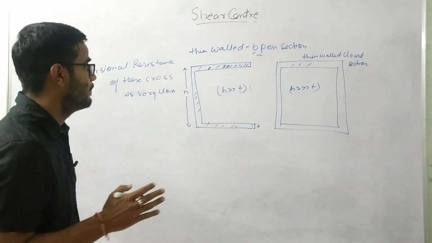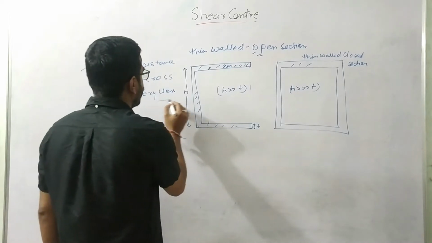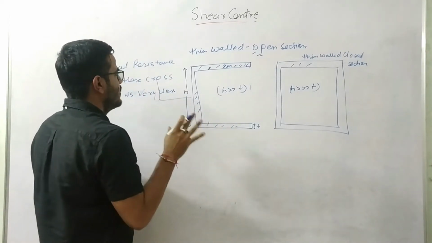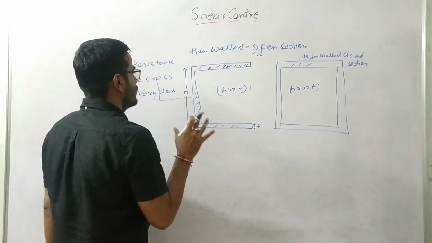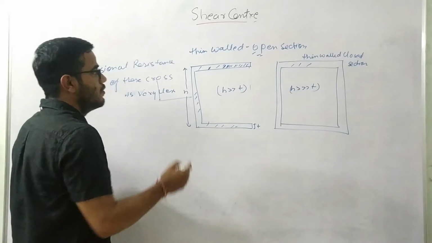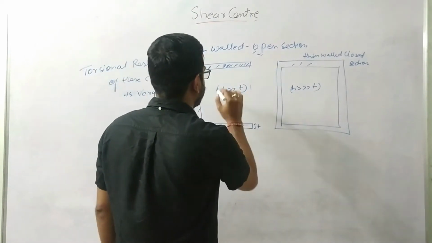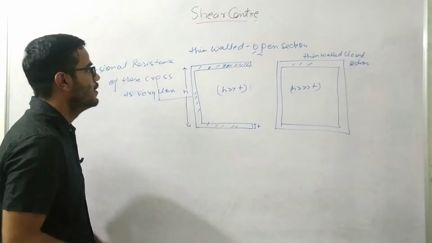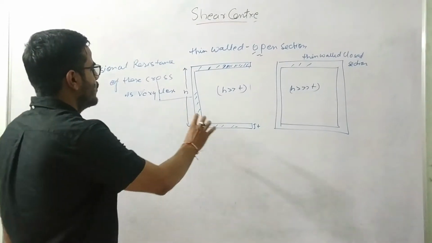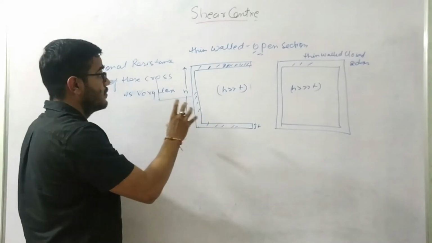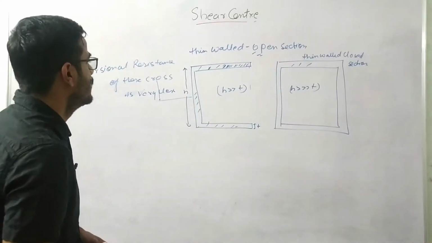These types of cross sections are generally not designed for torsion. They are supposed to be used in case of bending only. For torsion, these types of structures are very unsafe, because their torsional resistance is very less. If the thickness is very small, then the torsional resistance of these types of cross sections will be very less.